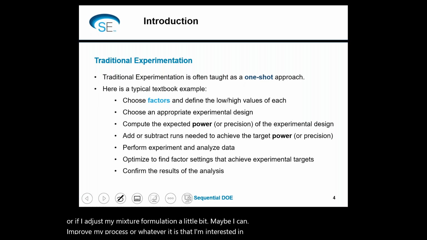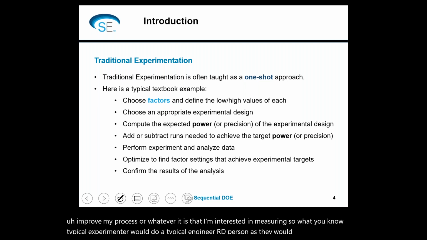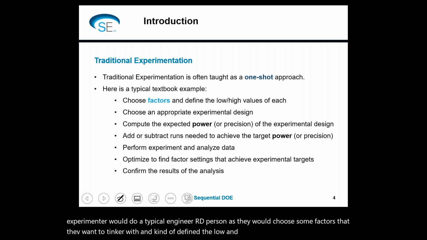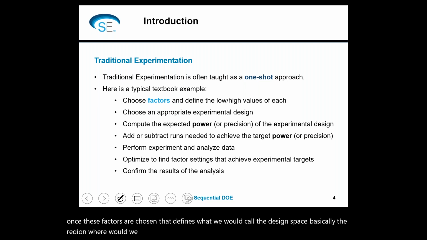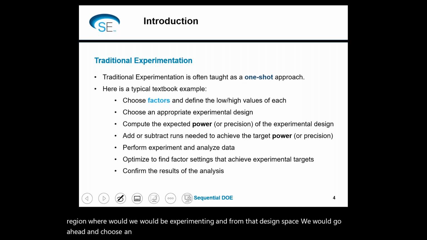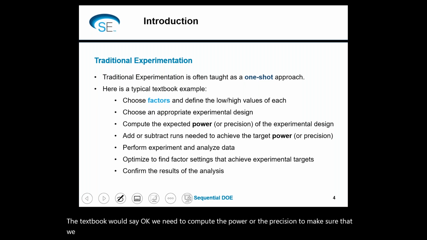A typical experimenter, a typical engineer or R&D person, would choose some factors that they want to tinker with and define the low and the high of each that they're willing to consider. Once these factors are chosen, that defines what we call the design space, basically the region where we would be experimenting. From that design space, we would choose an appropriate experimental design. The textbook would say we need to compute the power or the precision to make sure that we have enough runs, or to make sure that we don't do too many runs.